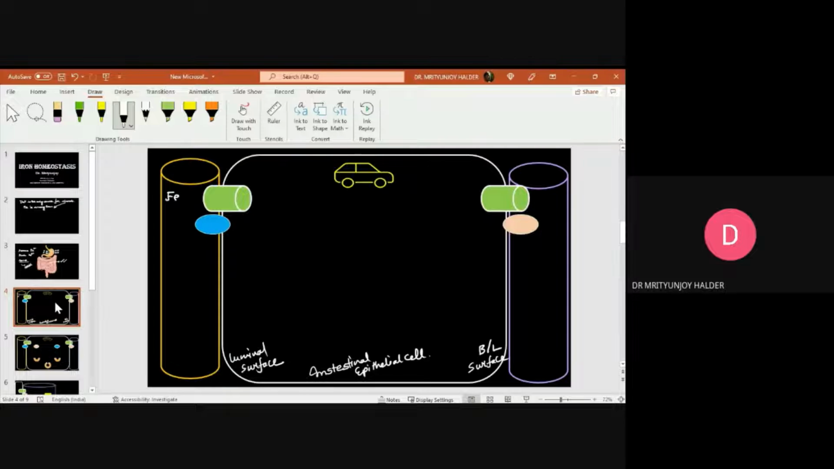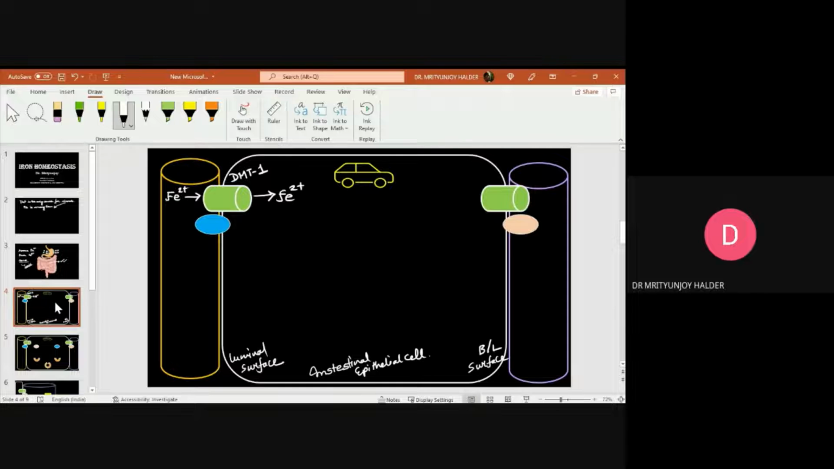Here Fe2+ or ferrous form will not face any difficulty to enter the cell, because the transporter is very specific for the ferrous form. What is the name of the transporter? This transporter is called DMT1, divalent metal transporter 1. So the ferrous form enters with the help of this transporter.